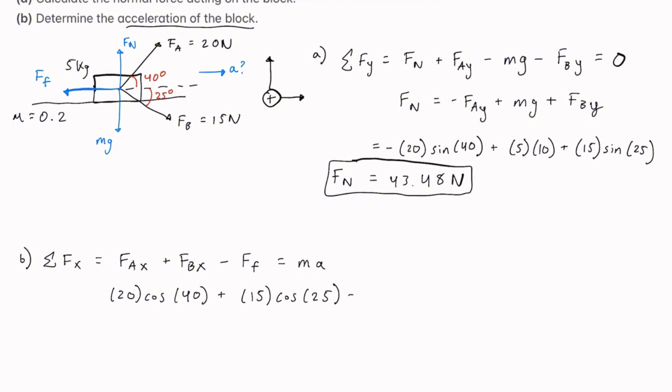Our force of friction is simply Fn times the coefficient of friction, which is also 43.48 times 0.2. So Fn times mu. And we said this was equal to the mass of the block, which is 5, times some acceleration. Let's simplify this and get 5a is equal to 20. Divide over 5, and we get a is equal to 4 meters per second squared.